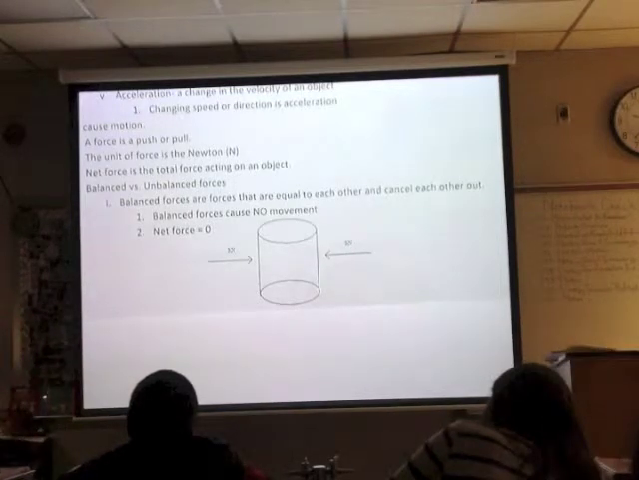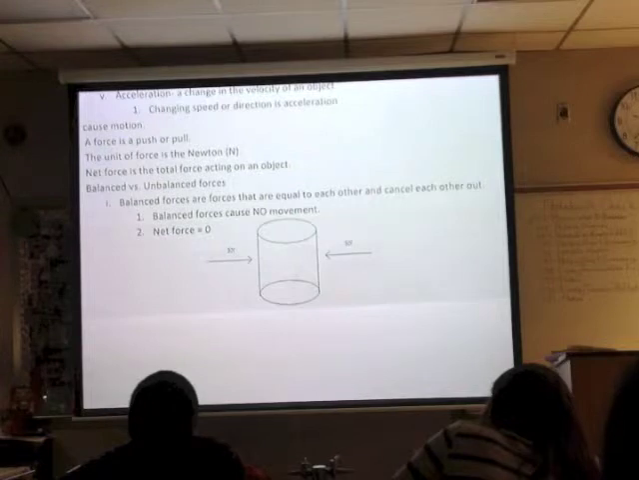Yes? This is like something else, but what would happen if you didn't put the capital N? What would it mean if it wasn't a capital N? What would happen?